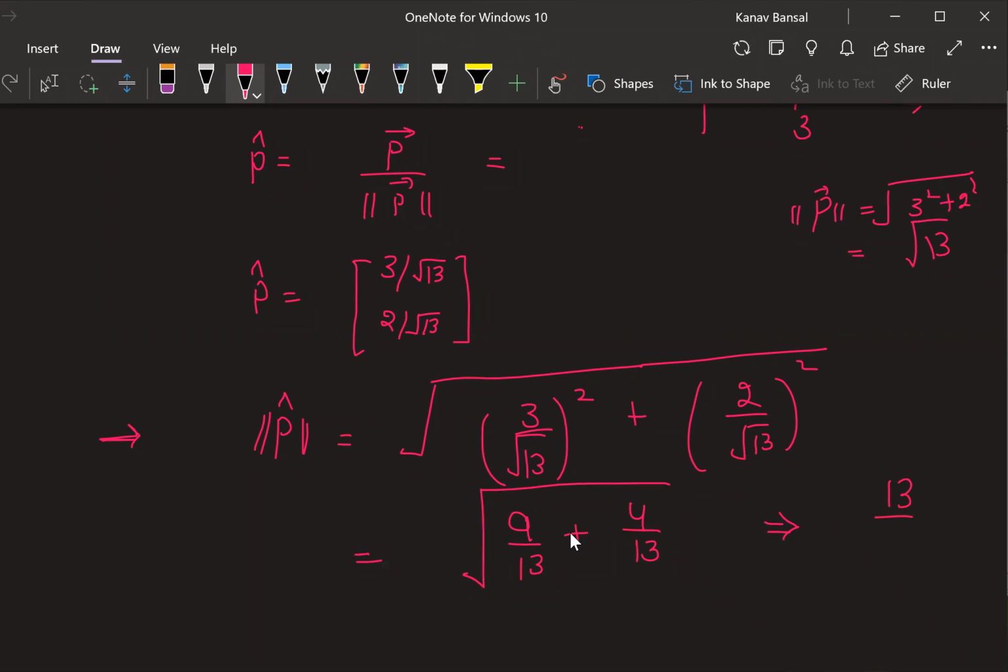Okay, we'll try to come up to the last concept. So let's try to talk about this concept. The concept is called projection of one vector on another vector. What do I mean by that? Let's say I have a vector like this.